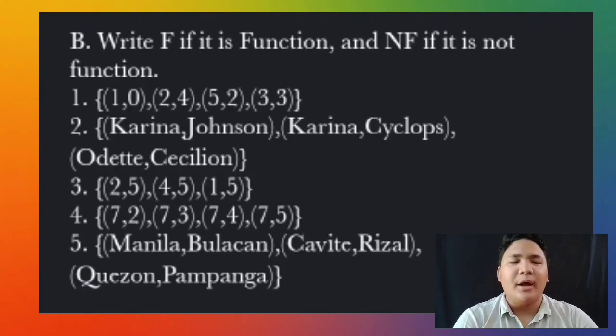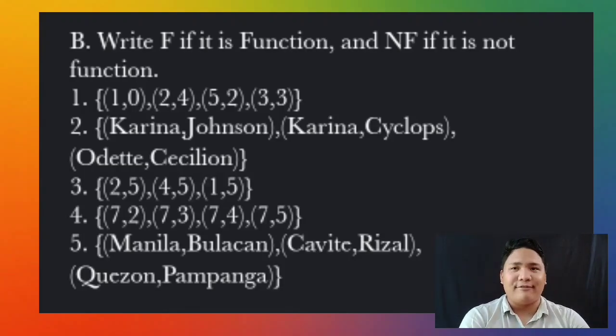For our letter B, number 1, that is F. That is a function. Number 2, that is not a function. So we should write NF. Number 3, that is F. Number 4, that is NF. Number 5, that is F.